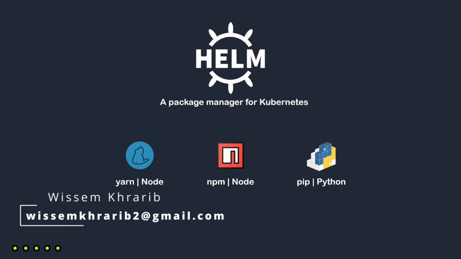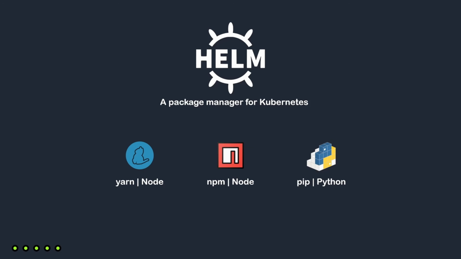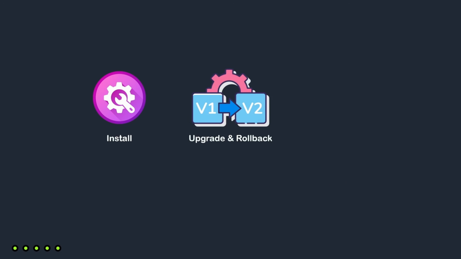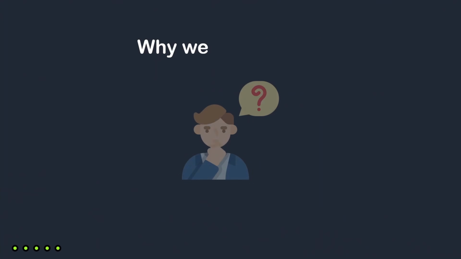So we know that with Yarn and npm we manage Node packages, with pip we manage packages for Python, and with Helm we manage applications and packages for Kubernetes. That's why it is known as a package manager for Kubernetes. The main purpose of Helm is to help you install, update, and uninstall Kubernetes packages and applications in a consistent, easy, and automated way. Let's move now to the second question: why we need Helm.